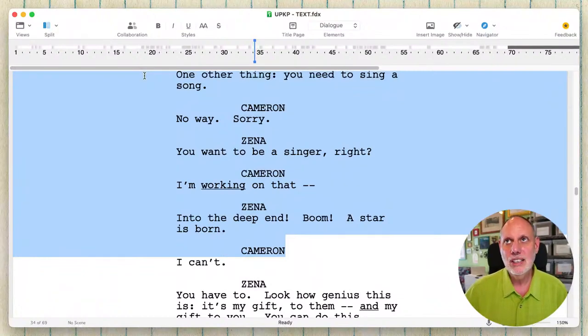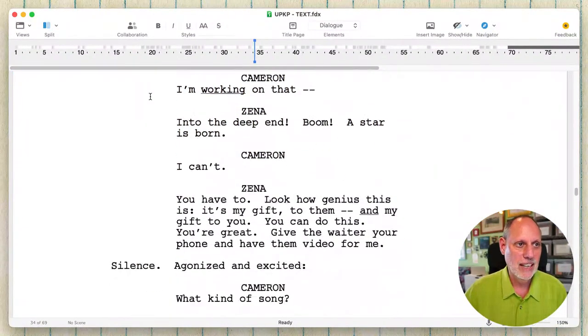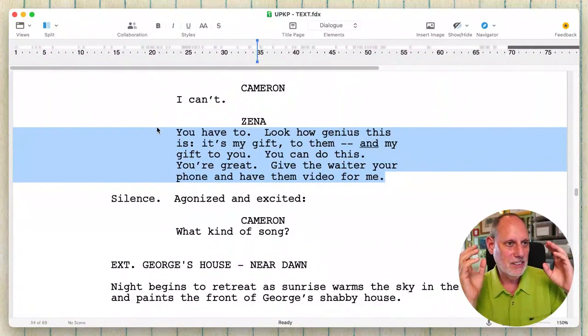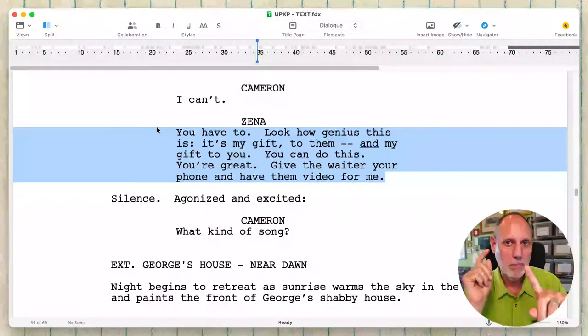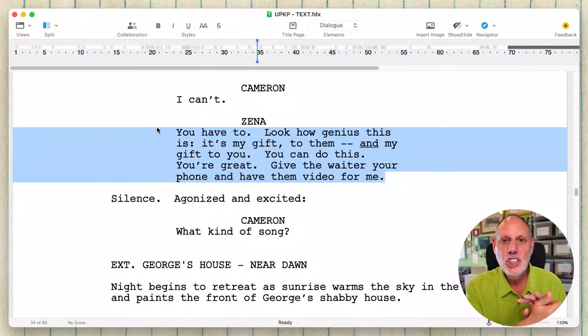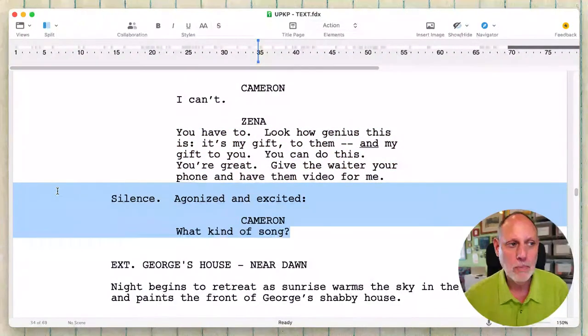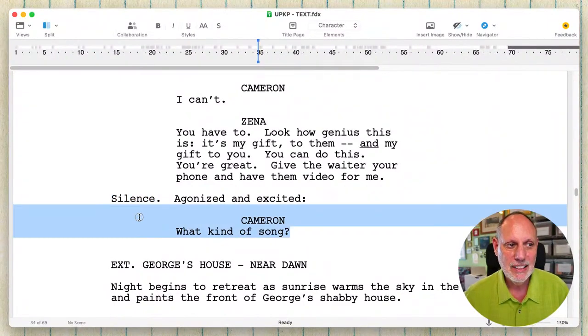The cool thing about this is that just when it looks like we've hit a point where Xena has gone too far in her self-centeredness, it turns out that the thing we need to know about Xena is that she operates by making people feel like she's their helper. She's their best pal. She's their sidekick. Even though she is actually taking center stage, she makes it seem like she's doing it for someone else every time. That is her game. And the cool thing is it works. There's a moment of silence where Cameron is making a decision. And then she says, what kind of song?